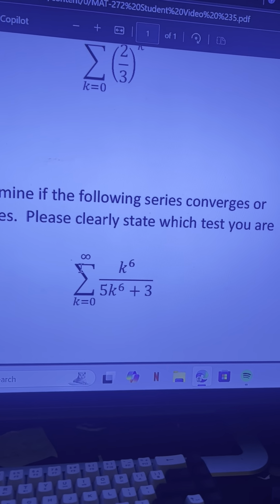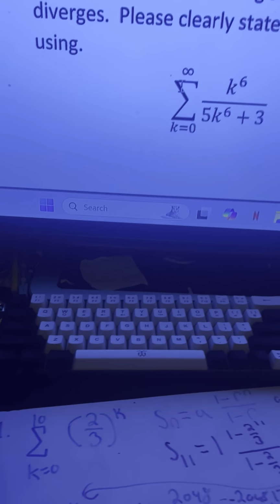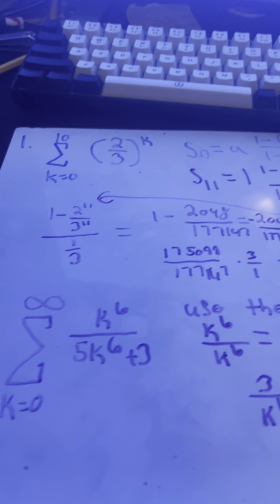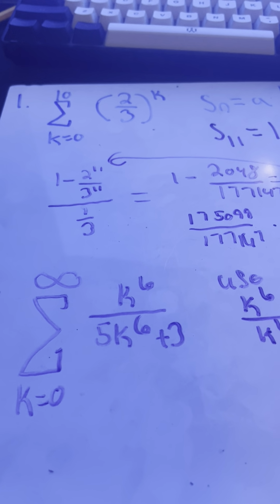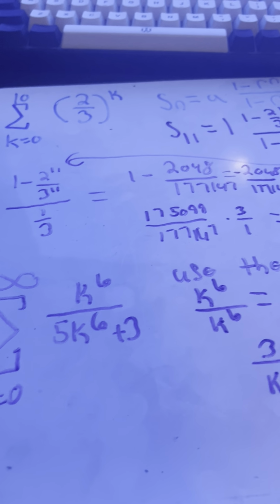And then we're going to go to our next question here, which asks us to determine if the following series converges or diverges, and also asks us to state which test we're using. So for this one, I'm using the divergence test, and we have k equals 0 to infinity, k to the 6th divided by 5k to the 6th plus 3.